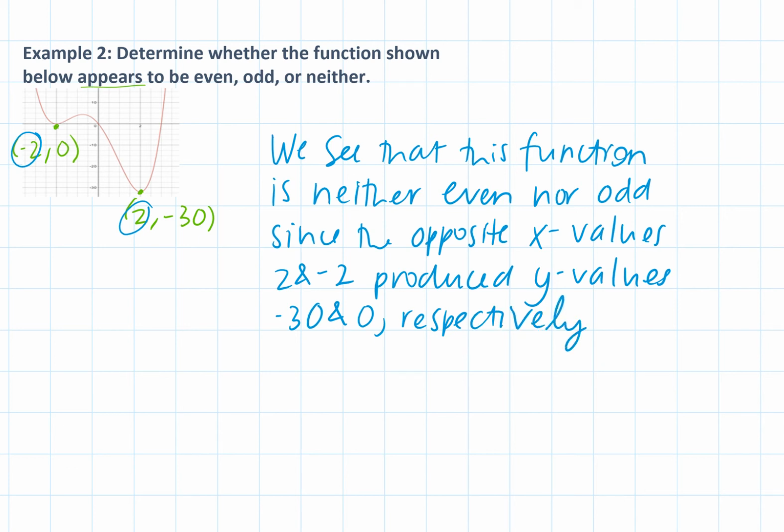corresponding y values. So we see that this function is neither even nor odd, since the opposite x values, 2 and negative 2, produce y values negative 30 and 0 respectively, which are neither the same nor are opposites.